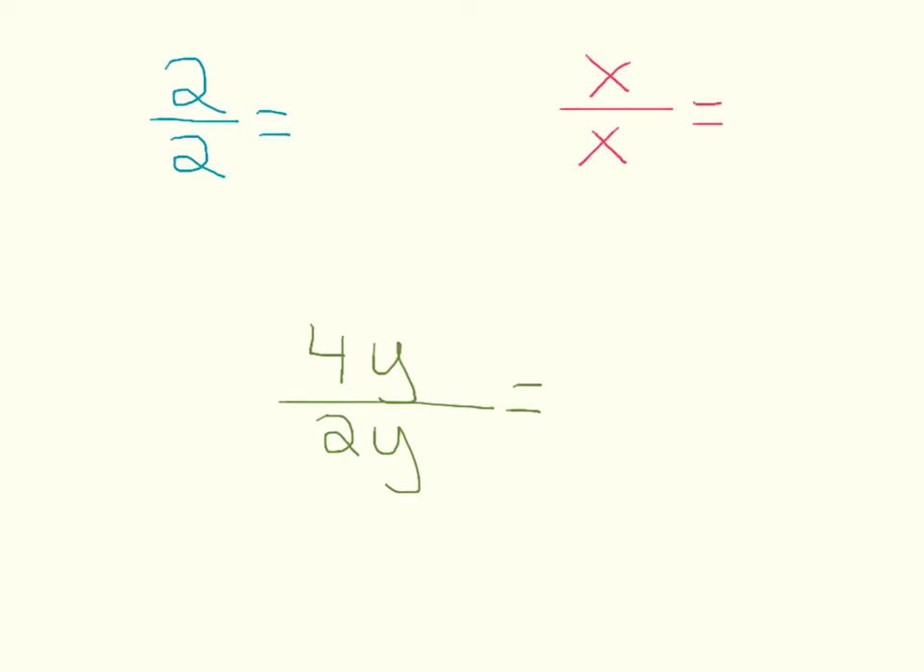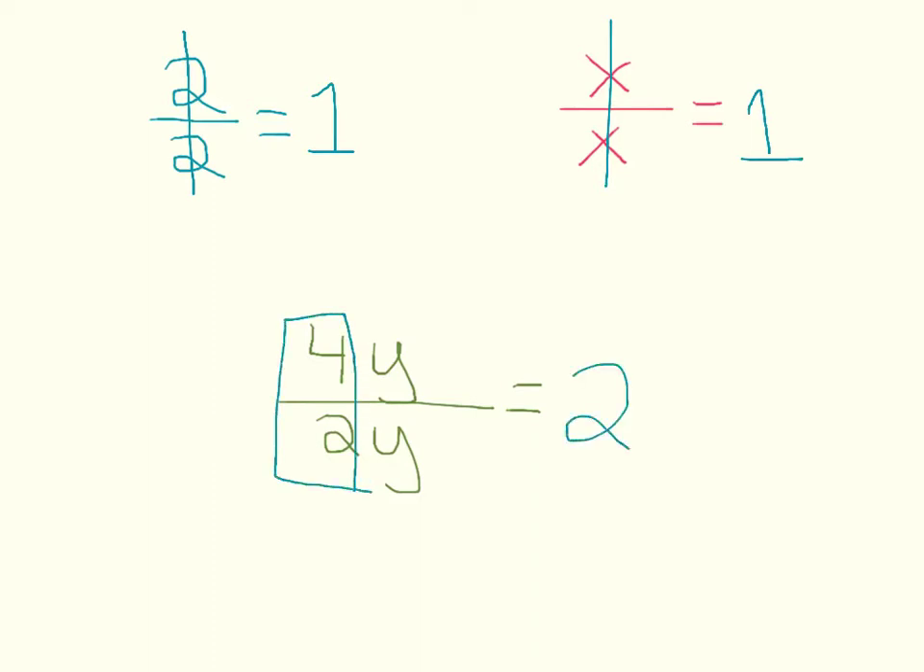Here's just a quick review of a basic concept. You do not have to write this down. 2 divided by 2, anything divided by itself cancels out and equals 1. Same thing if you have a variable. You're still dividing the same thing by itself. They cancel out and equal 1. In this case, we have 4 divided by 2 is 2, and the y's cancel out, and it just equals 1. 2 times 1 is just 2.